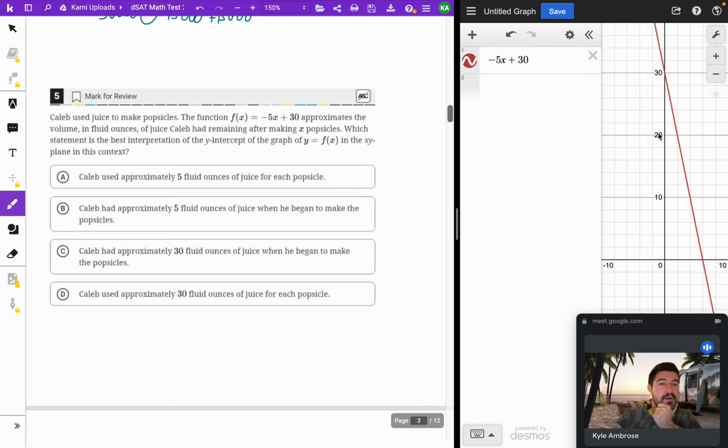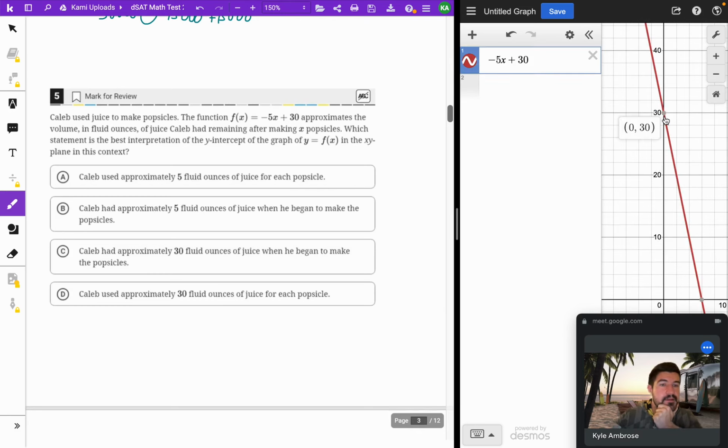And we can see that the y-intercept, remember that means the point where the graph crosses the y-axis, is at 30. And we could have known that from this plus 30 here. The question is, what does that mean in the context of the problem? Well, obviously the y-intercept is 30, and so it's going to be one of the answers with 30 in it. So A and B can't be right. They don't have 30 in it.